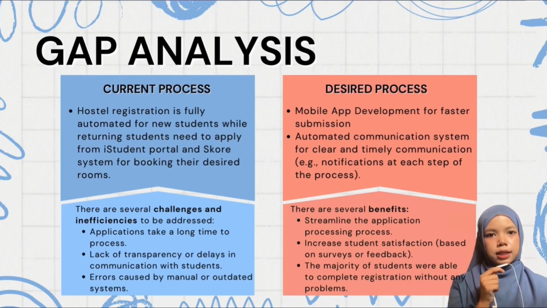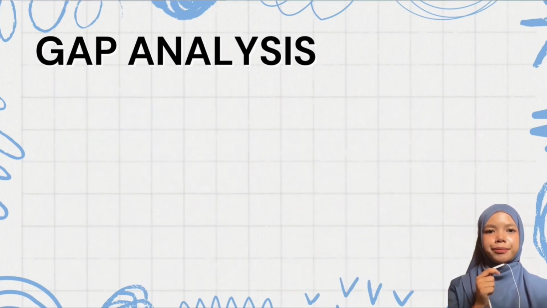Let's move on. There are several challenges and inefficiencies to be addressed, such as applications taking a long time to process, lack of transparency or delays in communication with students, and errors caused by manual or outdated systems in the current process. While in the desired process, we have several benefits: streamlined application processing, increased student satisfaction based on surveys or feedback, and the majority of students being able to complete their registration without any problems.